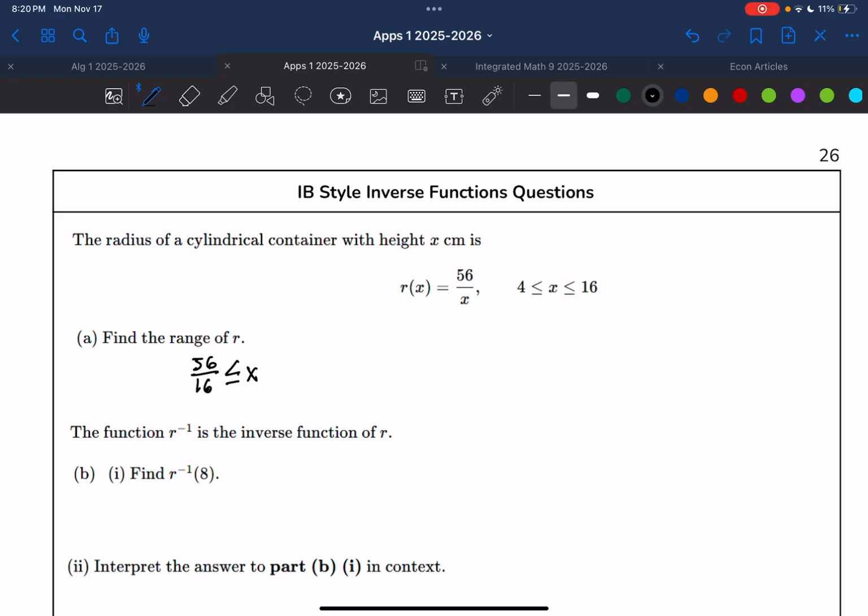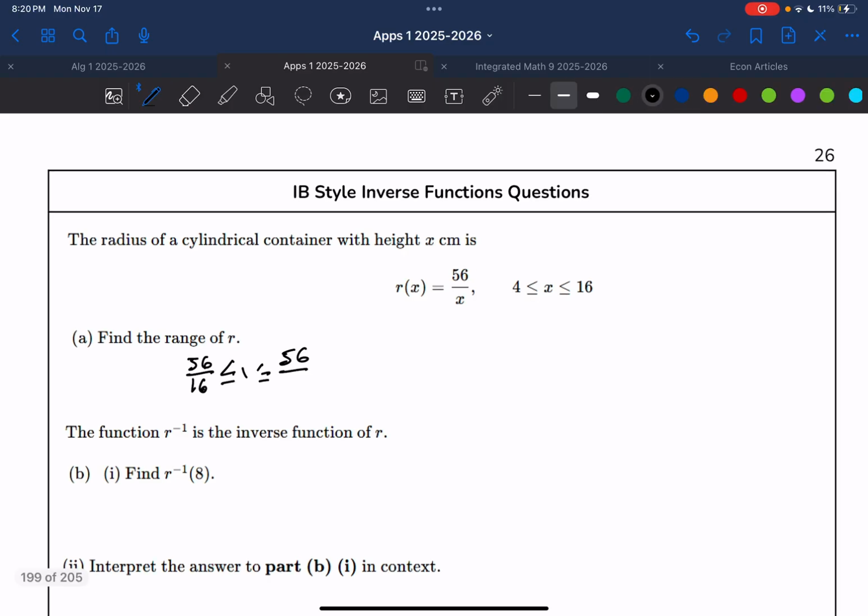So 56 over 16 is less than or equal to, and sorry, here we're doing range, so we should be looking at y, or r of x, is less than or equal to 56 over 4. If we simplify this down a little bit, we can turn 56 over 16 to 7 over 2, and 56 over 4 to just 14. And so there's the range.